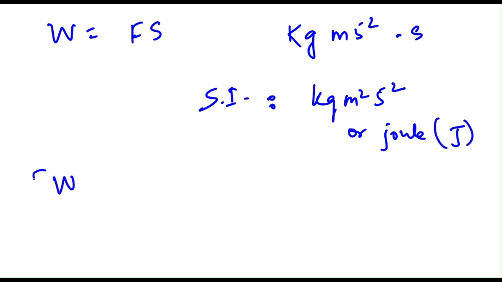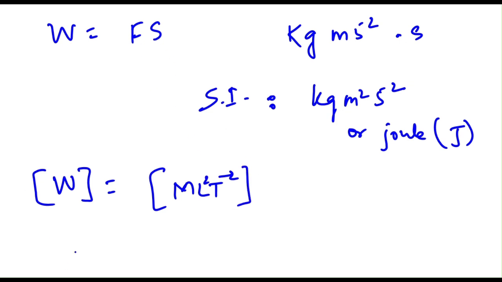Okay, what if we have to obtain the dimensional formula? This will be M L T to the power minus 2 into this is length, so it will be L square. This is the dimensional formula for work. Okay, there are other units too. Other units you can take in the CGS system.